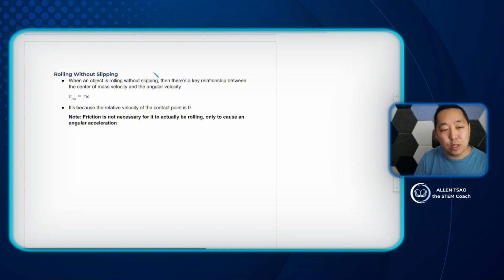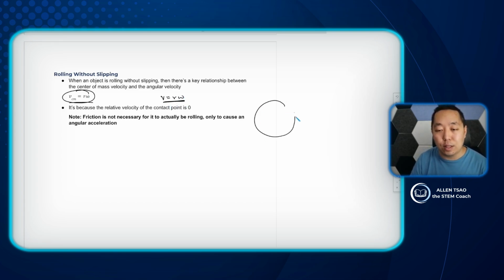So let's talk about rolling without slipping. When an object is rolling without slipping, there's a key relationship between the velocity of the center of mass and the angular velocity: v center of mass equals r omega. That's important, and the reason it occurs is because of the relative velocity. Now, you want to be careful. We've had this v equals r omega before, but that referred to when you are rotating something and want to relate it to the linear speed at the end of the spinning object. We wanted to relate those two. So it looks like the same formula, but it has a very different meaning. Let's talk about it.